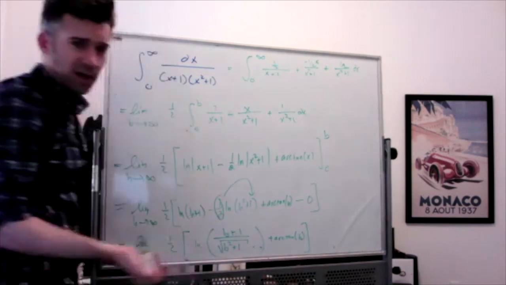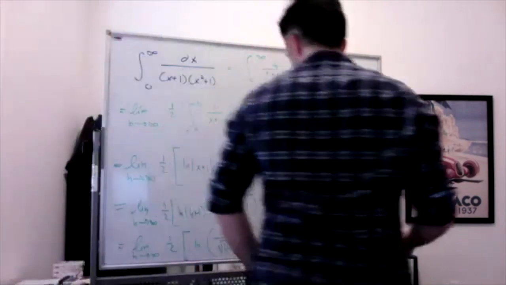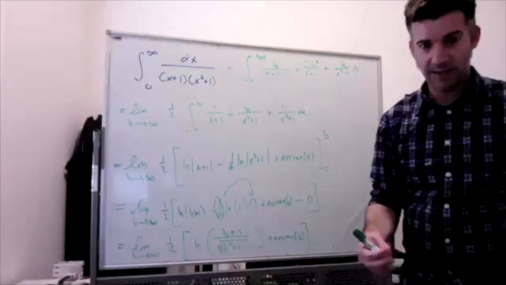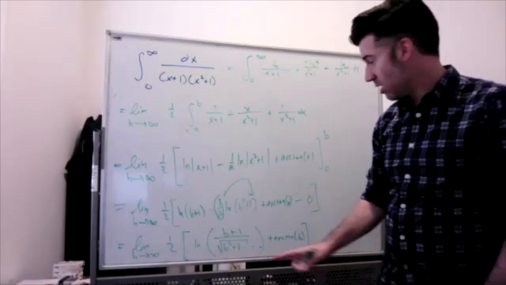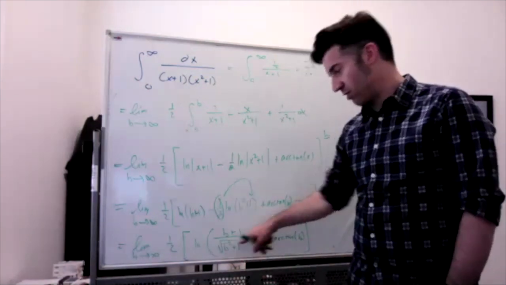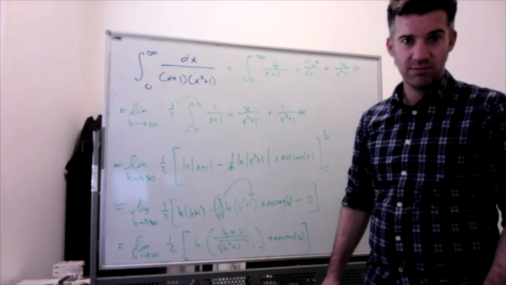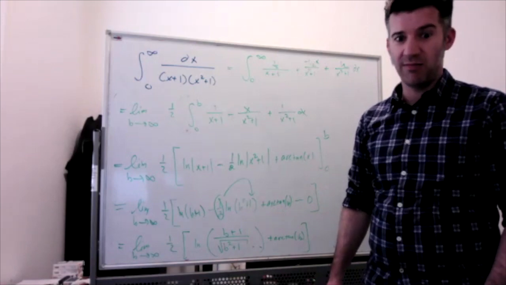Morris is asking you guys some tough questions here. Okay, so let me ask you guys, what's the limit as b goes to infinity of b plus 1 over the square root of b squared plus 1? Well, we don't have a lot of time.